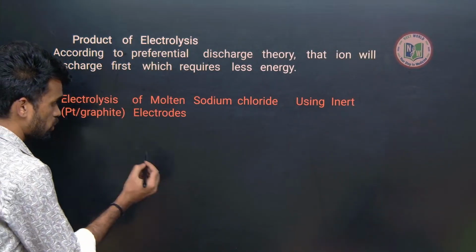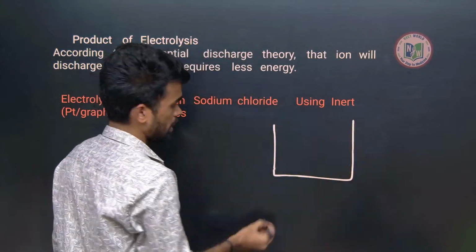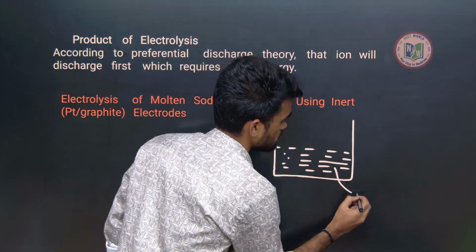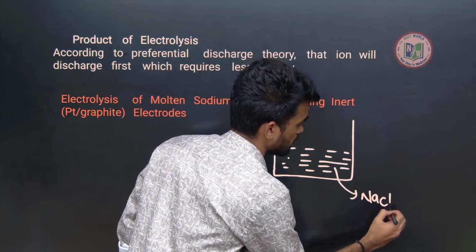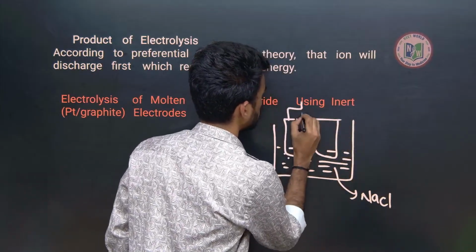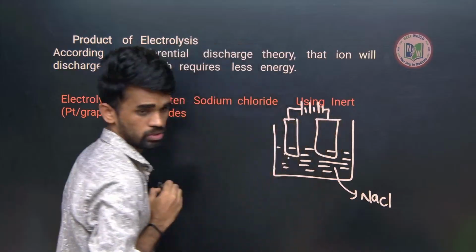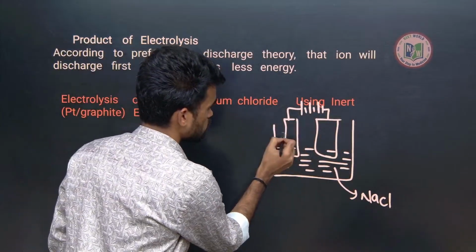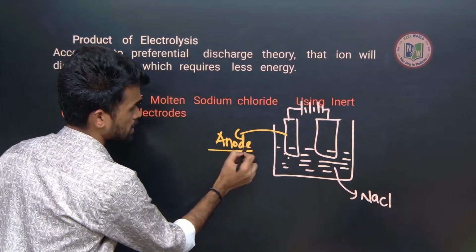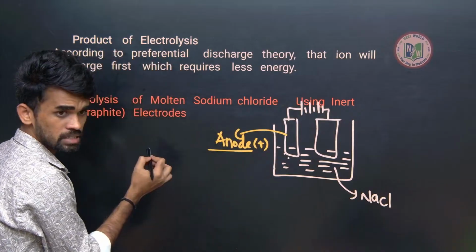I told you that, for example, I have an electrolytic cell in which NaCl is taken. So this is NaCl solution we are taking. So here we have anode, cathode. Okay. So now this is the anode. So tell me, at the anode what happens? The anode attracts anions, meaning it is positively charged and attracts anions.